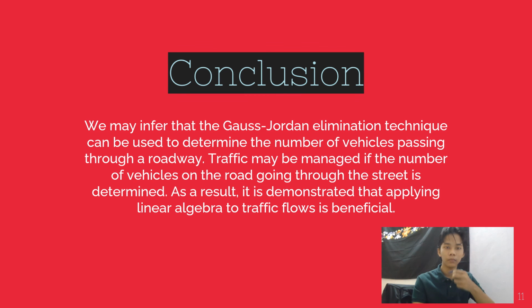As a conclusion, we may infer that the Gauss-Jordan elimination technique can be used to determine the number of vehicles passing through a roadway. Traffic may be managed if the number of vehicles going through the street is determined. As a result, it is demonstrated that applying linear algebra to traffic flow is beneficial. That's all from us. Thank you.